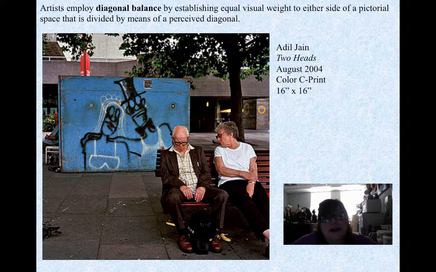And then, as I said, artists also employ diagonal balance by establishing equal visual weight to either side of a pictorial space that is divided by means of a perceived diagonal. So this is a piece by Adele Jane called Two Heads, and you could sort of draw a dividing line diagonally from the upper right corner down to the lower left corner, in between the painted couple on the wall and the actual couple sitting on the bench.